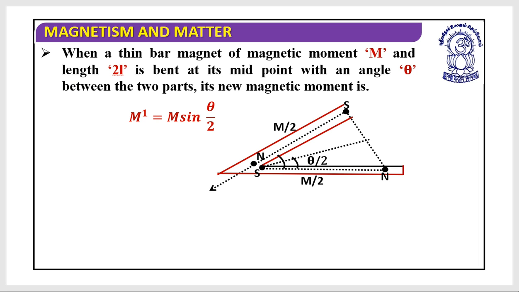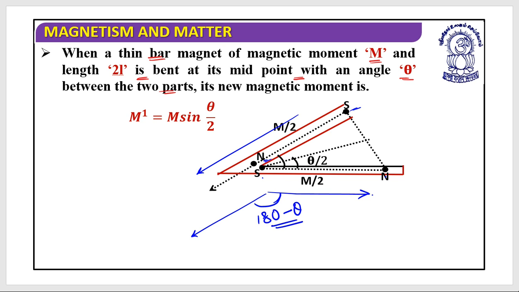This is the case when a thin bar magnet of magnetic moment m and length 2l is bent at its midpoint with an angle of theta between the two parts, then its new magnetic moment. So first what you need to observe is that this is the south pole, this is the north pole, so this magnetic moment would be in this direction. Similarly for the other part. So it is something like this, and this angle would not be theta, but 180 minus theta.